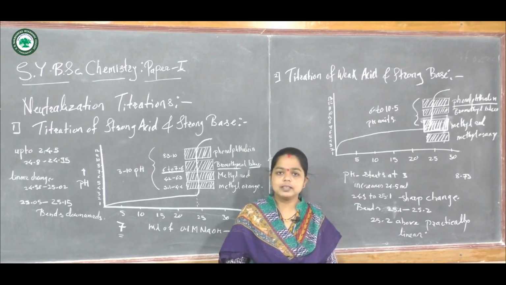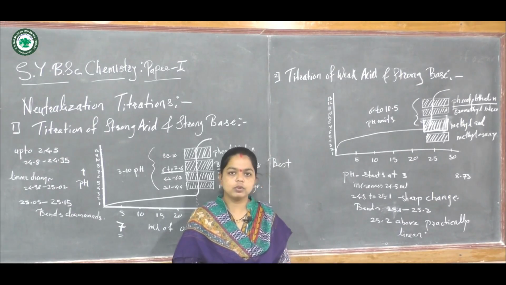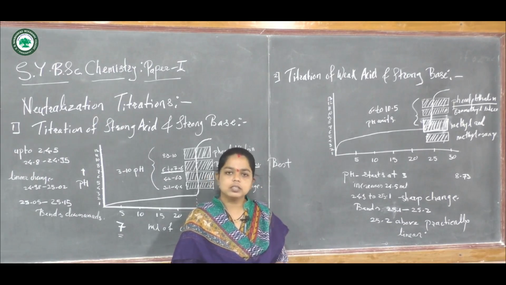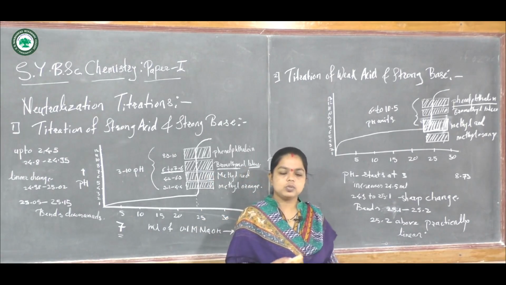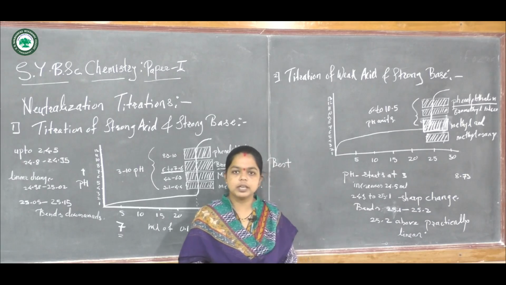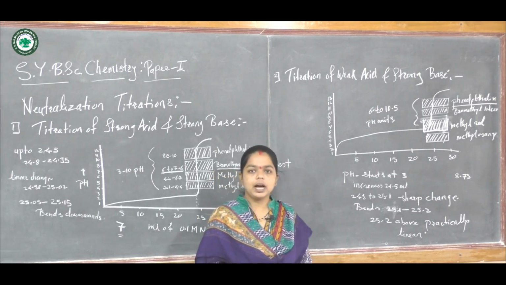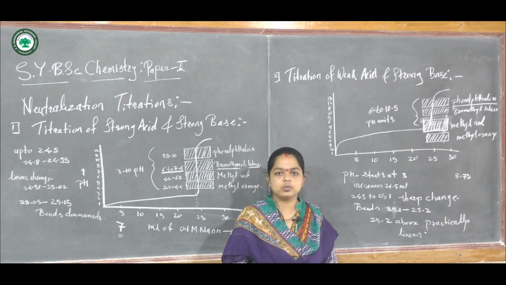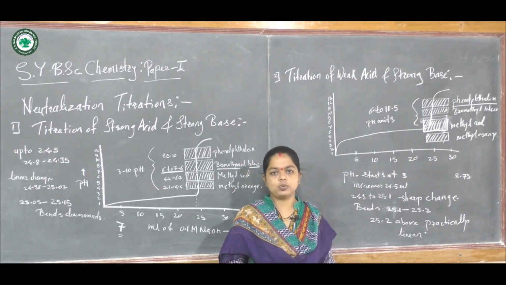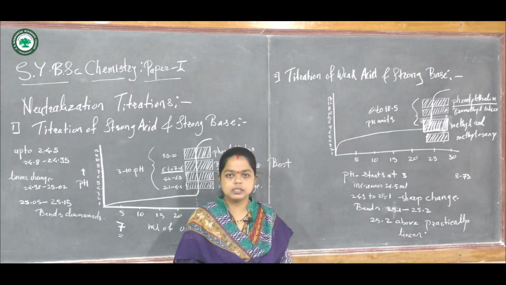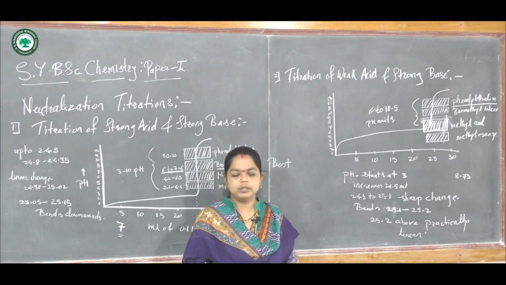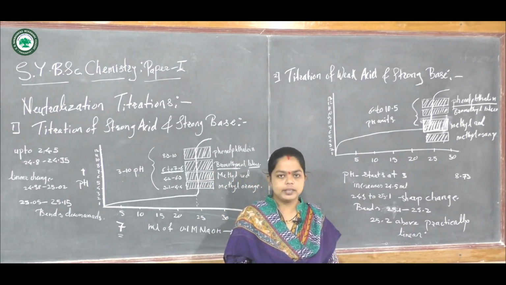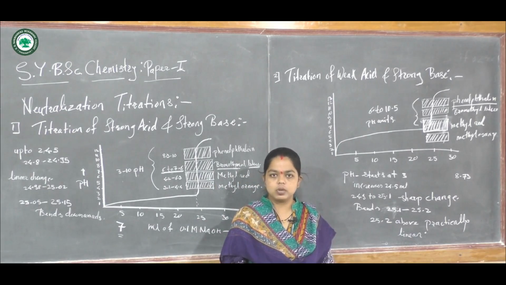And the strong acids are HCl, H2SO4, HNO3, etc. These are the strong acids. Strong acids are the compounds that can be completely ionized in the aqueous medium. And the strong bases show complete dissociation of their ions in the aqueous medium. So accordingly they are called strong acids and strong bases.